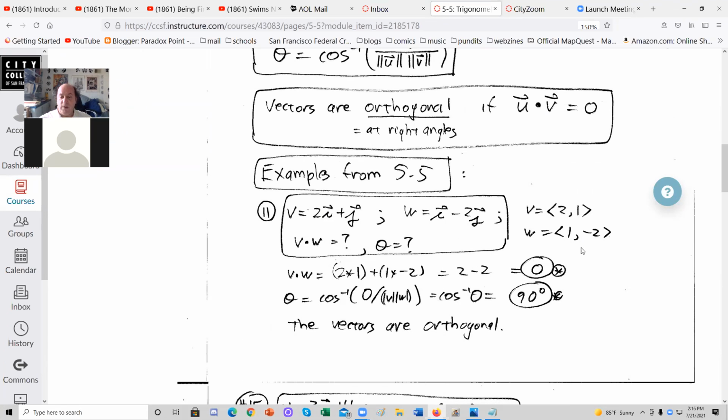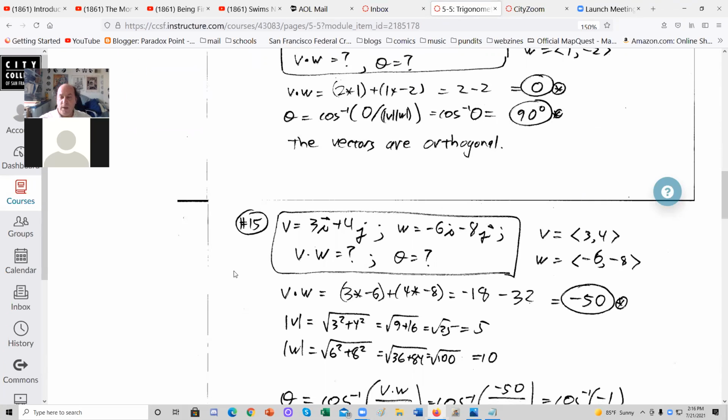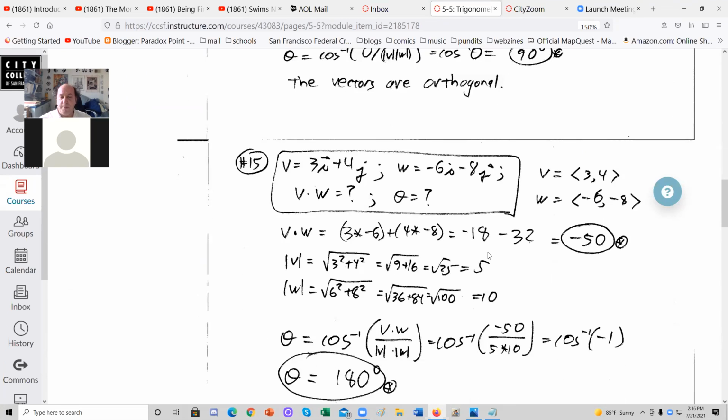These are orthogonal vectors. Here we have v is 3 by 4, w is minus 6i minus 8j, minus 6 by minus 8. What's their dot product? What's the angle between them? Well, v dot w is 3 times negative 6 plus 4 times negative 8, comes out to negative 18 minus 32, comes out to negative 50.